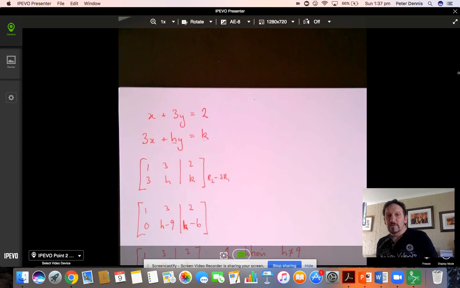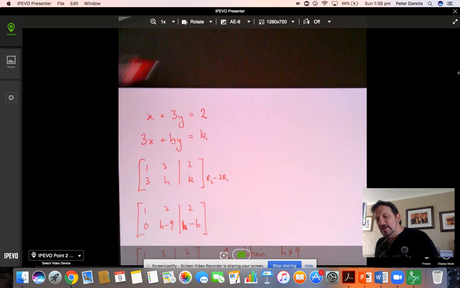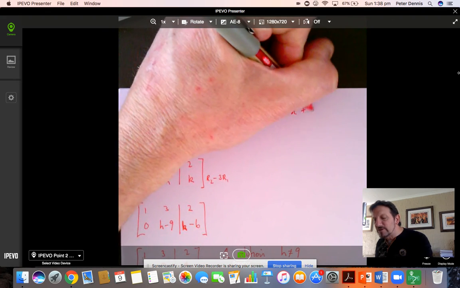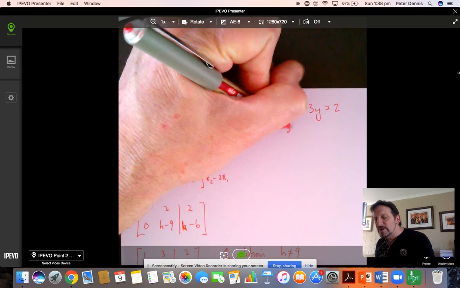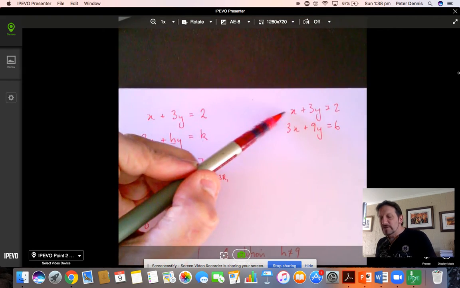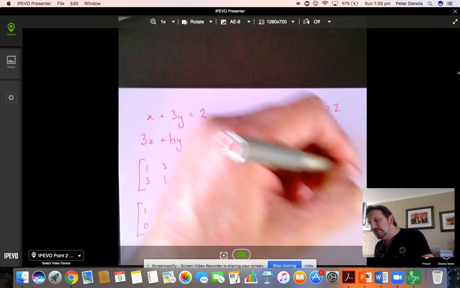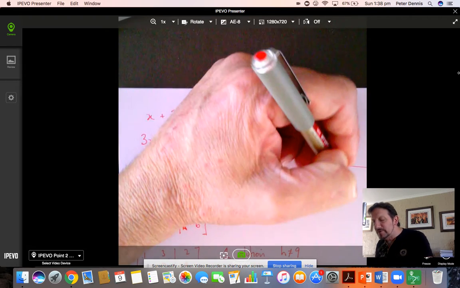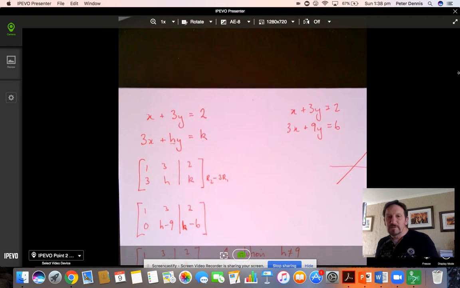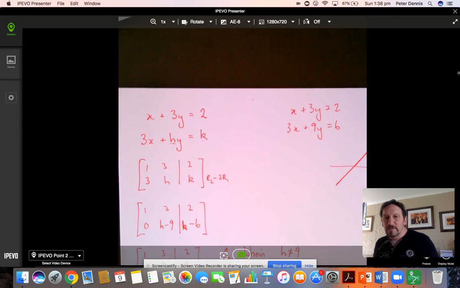So let's go back to our little equations, and we could have guessed that from the start. If we've got x plus 3y equals 2, and h equals 9 and k equals 6, what we really have is x plus 3y equals 2, and 3x plus 9y equals 6. Obviously, these two equations are exactly the same equation. This one's just been multiplied by 3. So if we graphed it, and I'm not going to graph it properly, let's say that is x plus 3y equals 2, then this is 3x plus 9y equals 6.